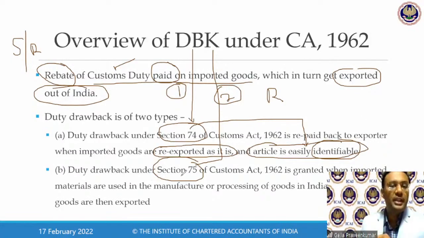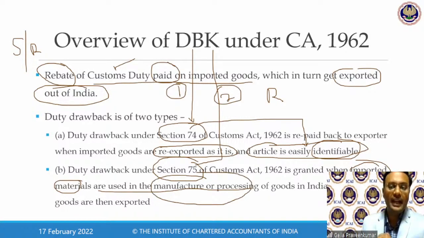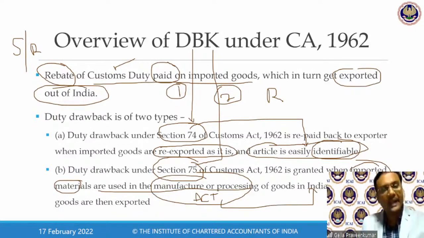Second scenario, duty drawback under Section 75 is granted when imported material, look at this term, imported material, is used in the manufacture or processing. So I have imports, and these imports have to be used. Sir, how do I use this? I use this material in the process of my manufacture or processing in India, and such goods are then exported. I call this an activity, and this activity should happen in India. And post that manufacture or process activity, those goods are exported out of India.